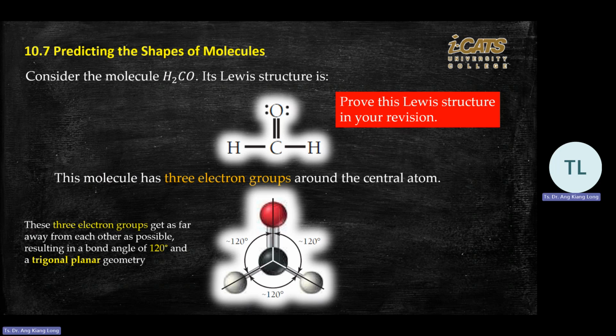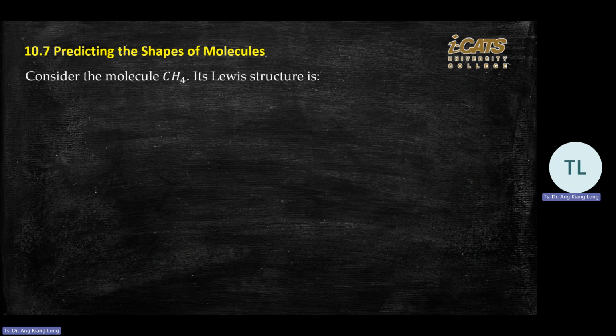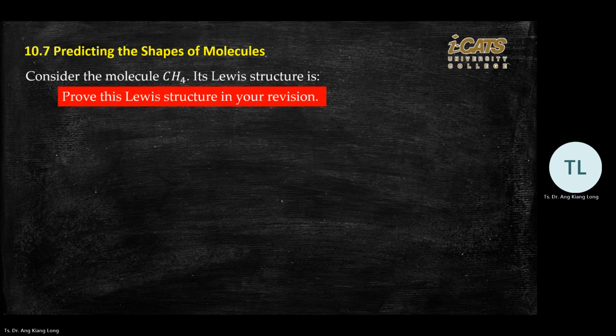Again, there is a table for you to refer to in the test. I just want you to write the answer based on the table. The table will ask you to count how many electron groups and how many lone pairs. Then you refer to the table and give me the answer. It's a long question in the exam.